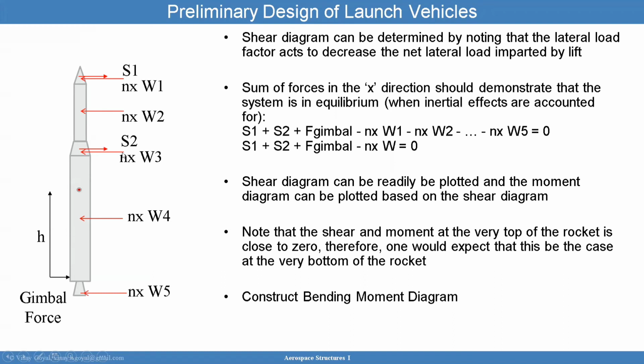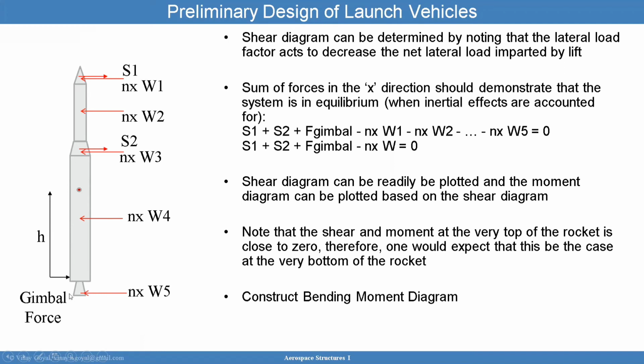Nx also here, Nx times W3 for this component in the centroid, which is about there somewhere. Nx W4, where the centroid of this cylinder is about here, and then Nx at this cylinder nozzle, which is about here, a little bit shifted downwards, but you get the idea. So now you know everything here. You know S1, you know the weight of the components, you calculate the Nx, so you have all that.